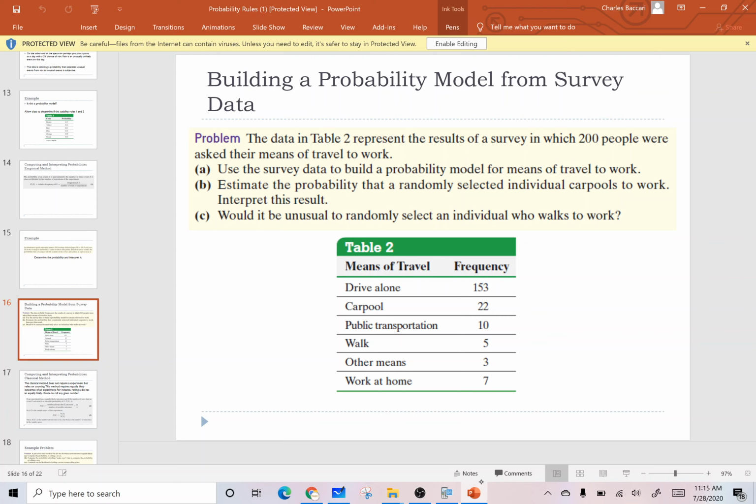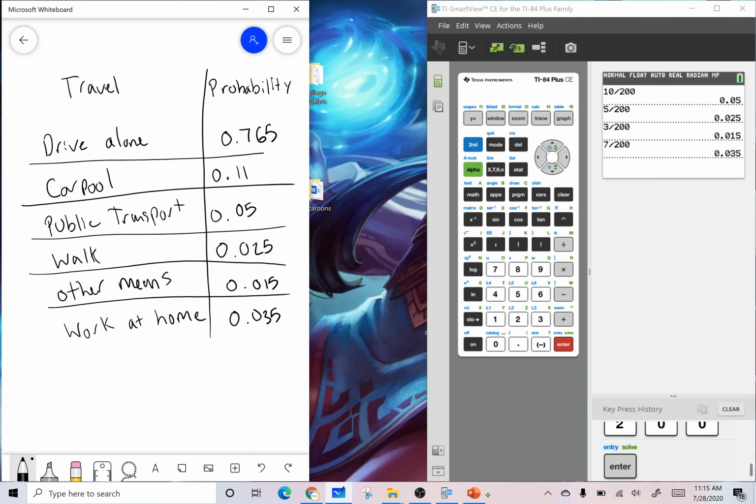And would it be unusual to select someone who walks to work? So if we look at walks to work, walk is 0.025. We convert that by moving the decimal 2 places to the right. That's a 2.5% chance that the person walks, and since that's not extremely high or extremely low, it would be pretty odd, right? Because there's only 5 people to pick out of the 200, and you just randomly picked one of them. That's a pretty low chance, so I would say it is unusual to pick one of those people.